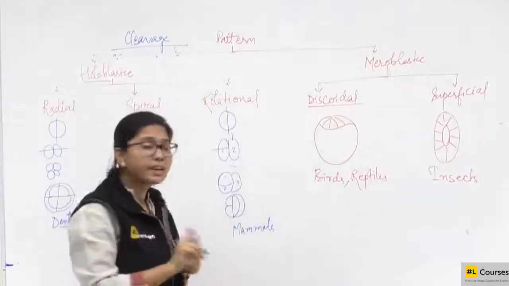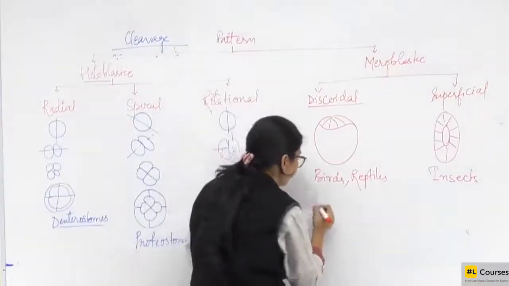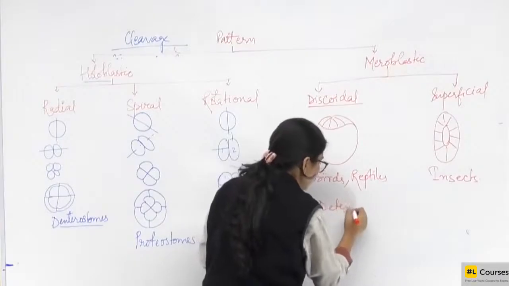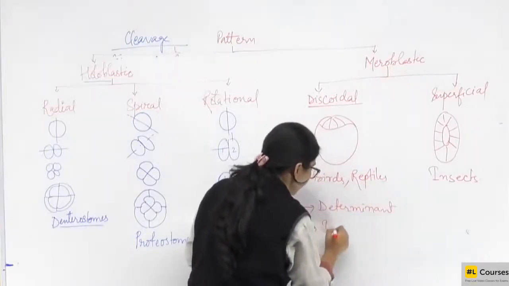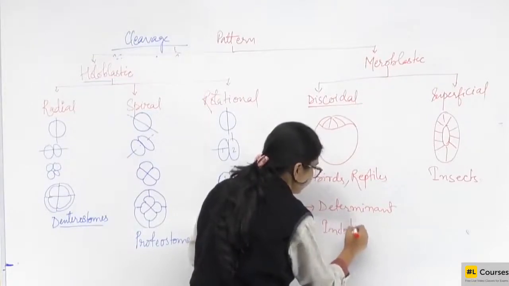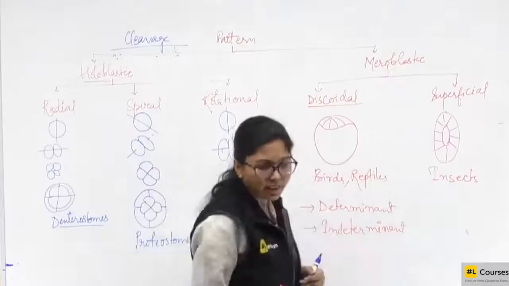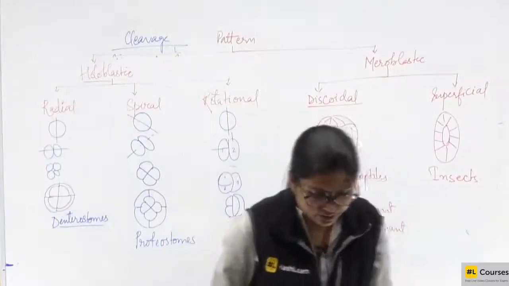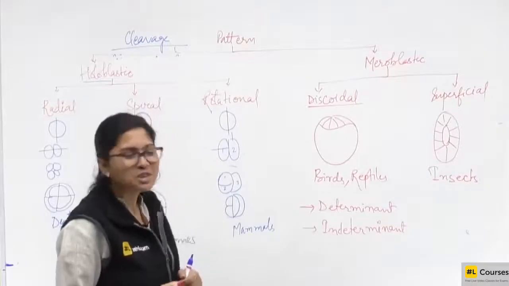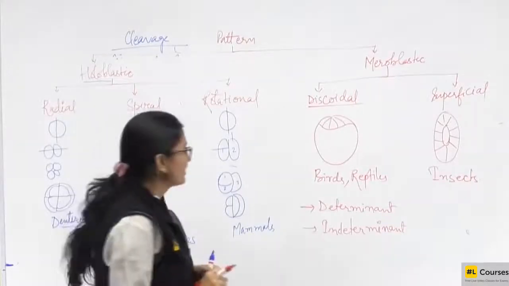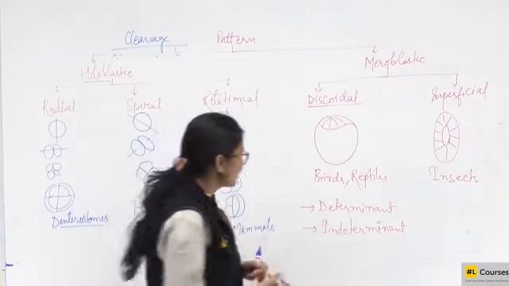Again, depending upon the fate of the blastomere, we have 2 more types, and they are determinate and indeterminate. Who is saying mammals will have discoidal cleavage? The mammalian egg is not macrolecithal, it is alecithal.